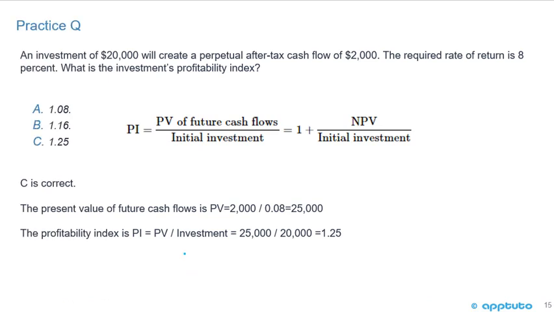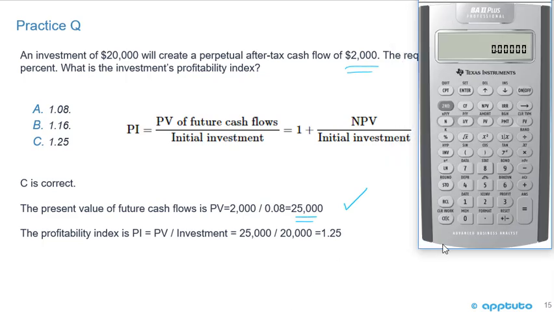Okay, the correct answer is C. They just put a little twist on it here because it's a perpetual cash flow of 2,000, so that might trip you up a little bit. But the calculation for the present value is just going to be the 2,000 divided by 0.08, the required rate of return, and that's going to give you a present value of 25,000. If I just bring up my calculator very quickly, it's just 2,000 divided by 0.08, and that's the present value, 25,000.